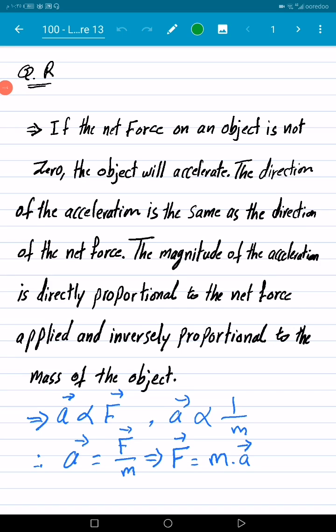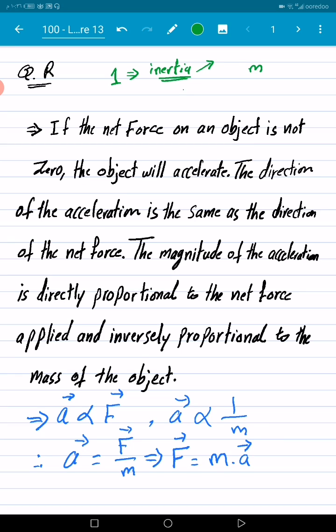So, last lecture we discussed Newton's first law, and we said it is the law of inertia. What is the meaning of inertia? It is the resistance of the object to change its state. And we said there is a relation between the inertia and the mass.